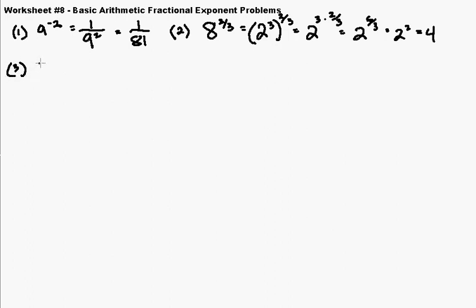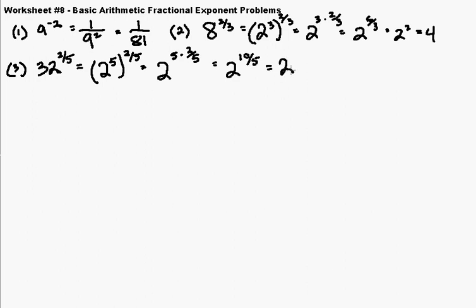Number 3, here I have 32 to the 2/5, and we're going to rewrite 32 as 2 to the 5th, so we have 2 to the 5th to the 2/5, and again these exponents we multiply together, so we have 2 to the 5 times 2/5, which is 2 to the 10/5, which is 2 squared, which again is 4.